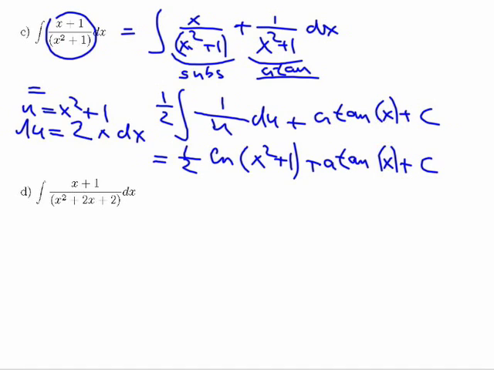Finally, part D. Again, we have a more complicated fraction. We have x plus 1 over x squared plus 2x plus 2. We could try to split up the numerator, but that doesn't resolve the issue of the denominator being more complicated. So let's first, in the auxiliary calculation, complete the square.